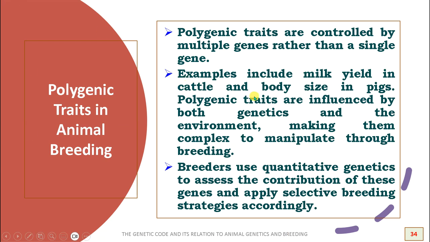Just like a human being with the genetic trait of intelligence needs to be supported by the environment, like a good school, good coaching, good teaching, good learning material, good environment and good health. Then the breeders use quantitative genetics to assess the contribution of these genes and apply selective breeding strategies accordingly.